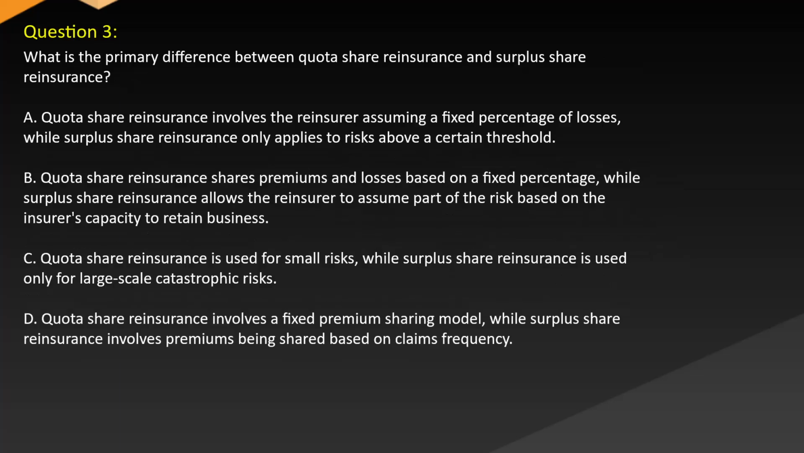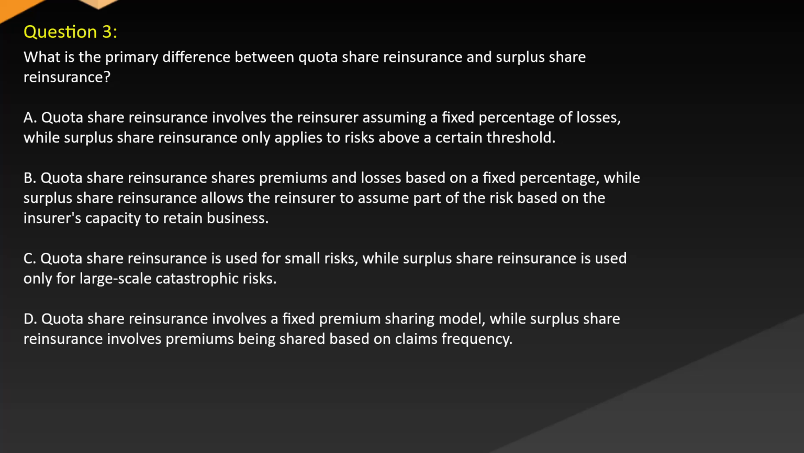Question 3. What is the primary difference between quota share reinsurance and surplus share reinsurance? A. Quota share reinsurance involves the reinsurer assuming a fixed percentage of losses, while surplus share reinsurance only applies to risks above a certain threshold. B. Quota share reinsurance shares premiums and losses based on a fixed percentage, while surplus share reinsurance allows the reinsurer to assume part of the risk based on the insurer's capacity to retain business.